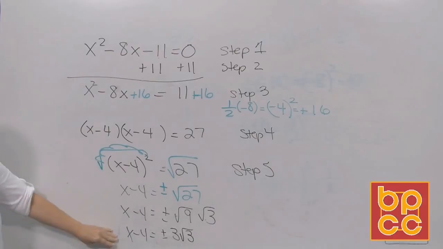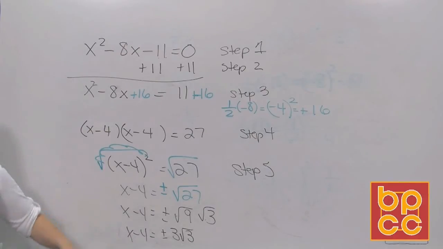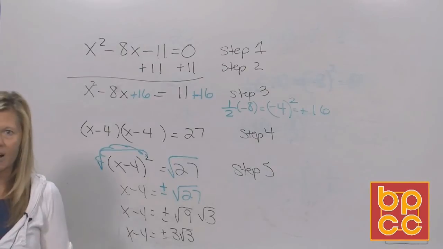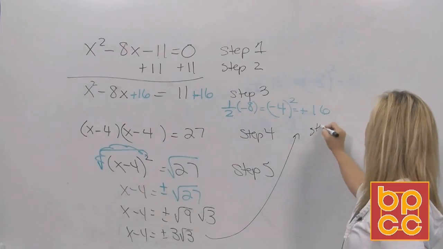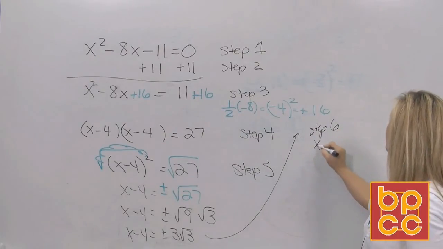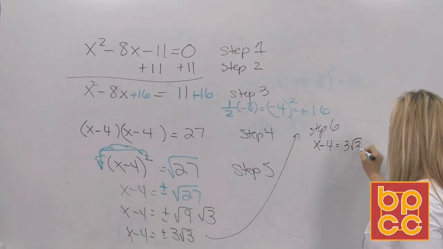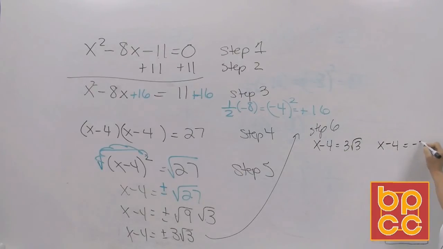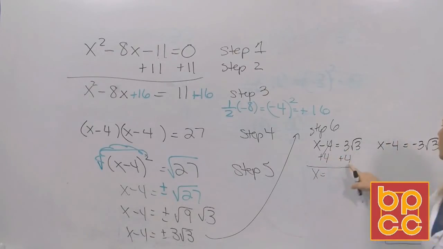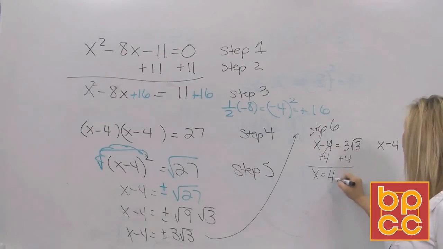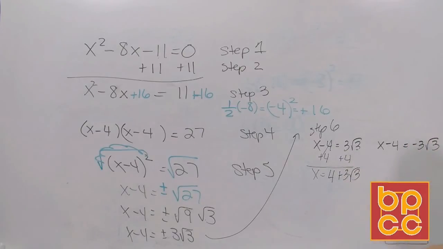But we're not done. Step 6 is still to get x by itself. Remember, your goal in this whole chapter when solving is to get x isolated. So let's go over here to do step 6, which would be x minus 4 equals 3 square roots of 3. X minus 4 equals negative 3 square roots of 3. Okay? Plus or minus means there's got to be 2 equations. So now we'll isolate by adding 4. We've discussed this in algebra. 4 is a whole number. 3 square roots of 3 is an irrational number. You can't add them together. So the whole number goes in the front. The irrational number goes in the back.